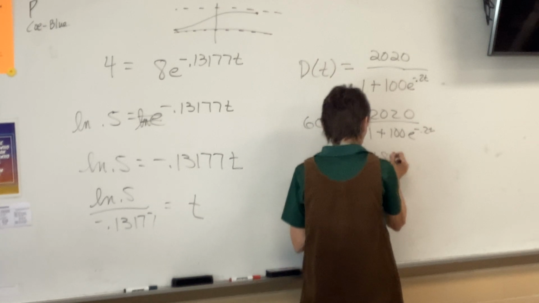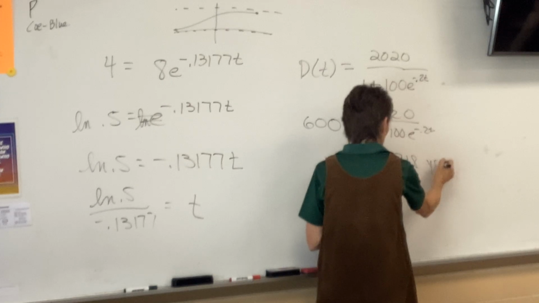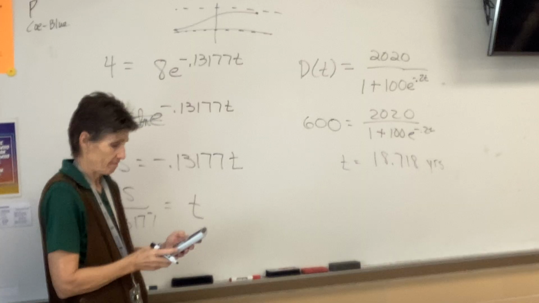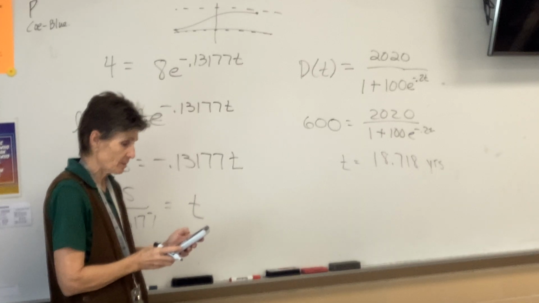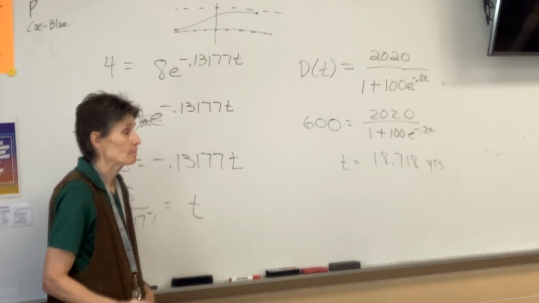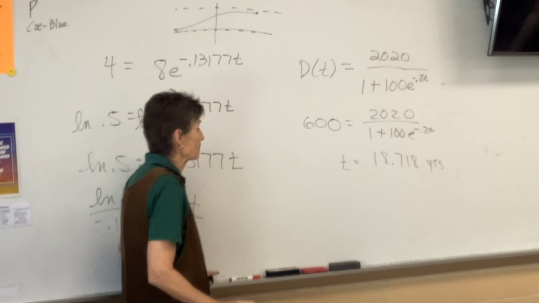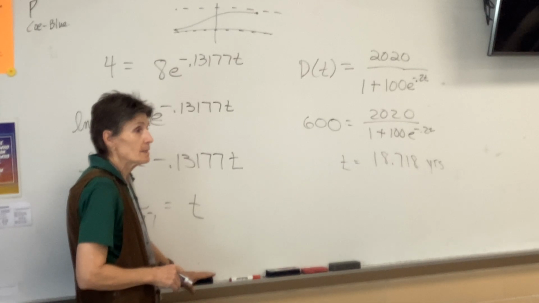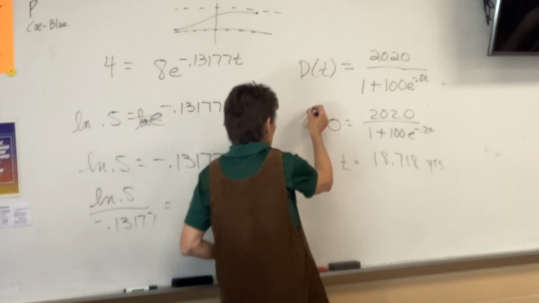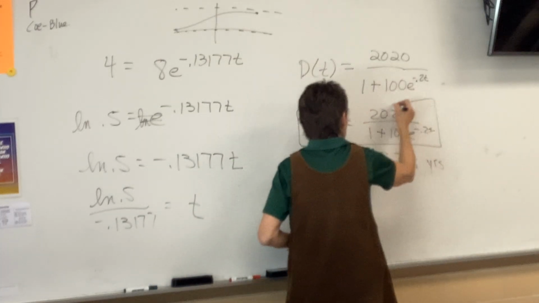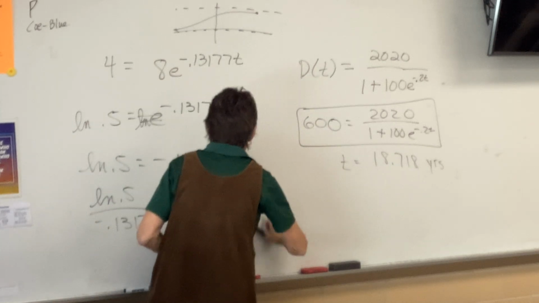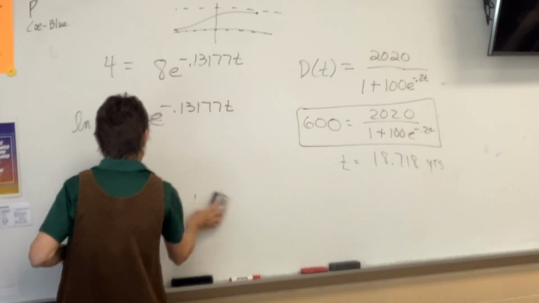You think about 18.718 years. Somebody agree or disagree with me if you would. Agree? Good. Okay, now we're going to solve that same equation. This was our equation. We just did it graphically on our calculator. Now we're going to solve it by hand using logarithms.